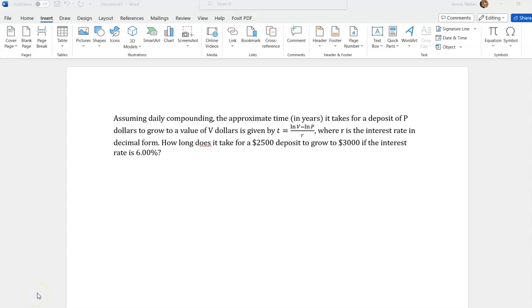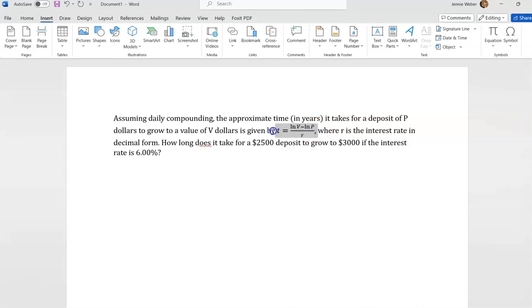We have a daily compounding, so that just means every day the interest accrues. The approximate time in years it takes for deposit P to grow from a value of V dollars is given by this equation from P to V, where R is the interest rate in decimal form. How long does it take a $2,500 deposit to grow to $3,000?